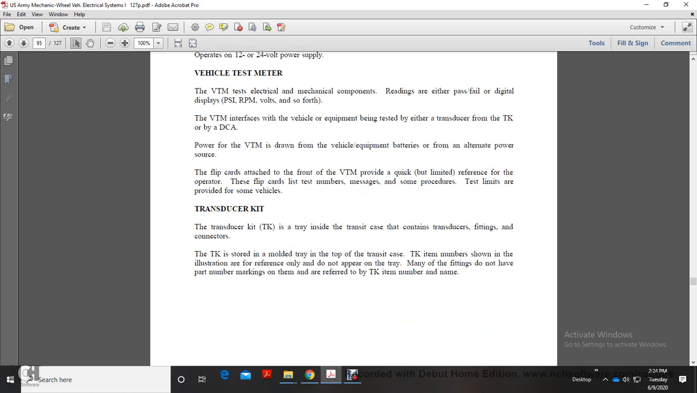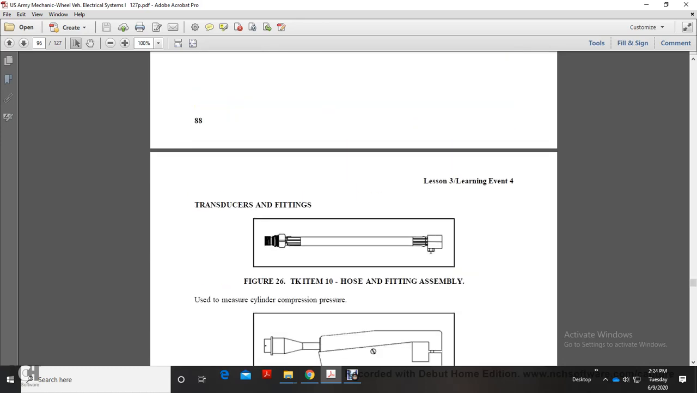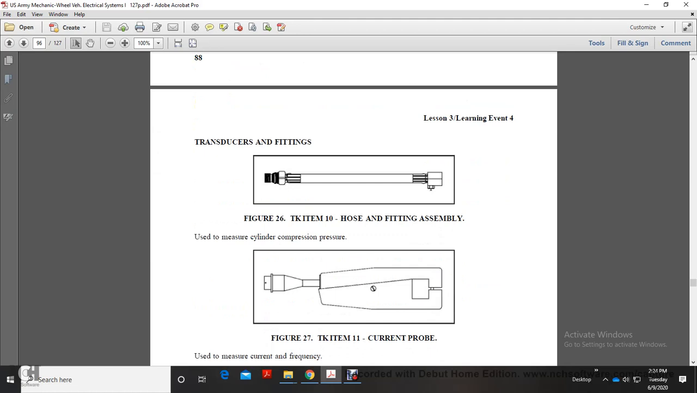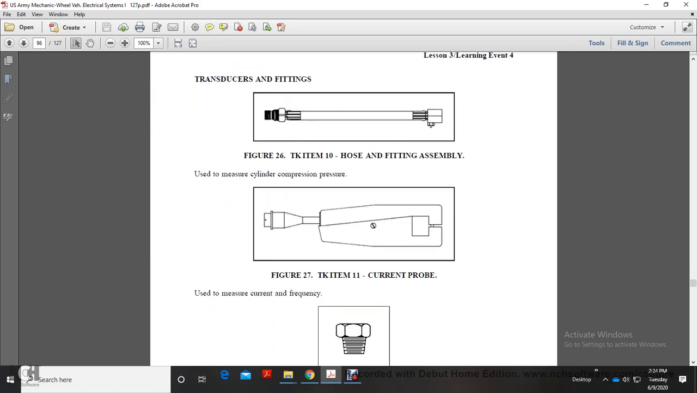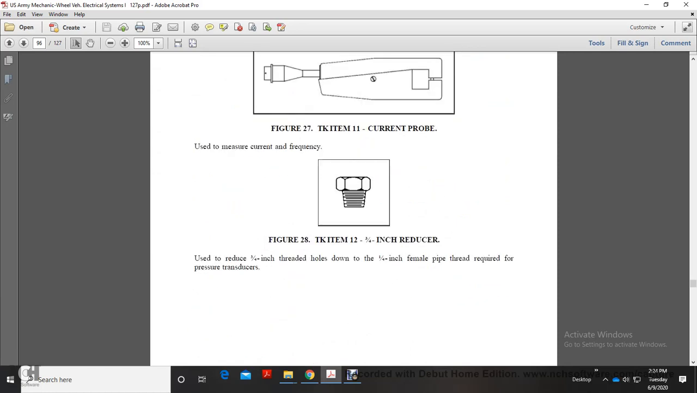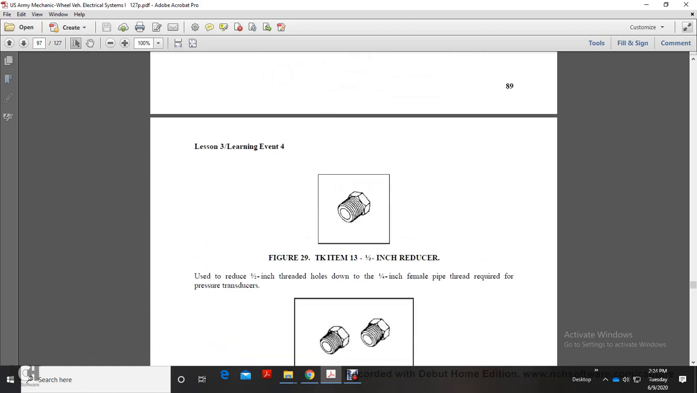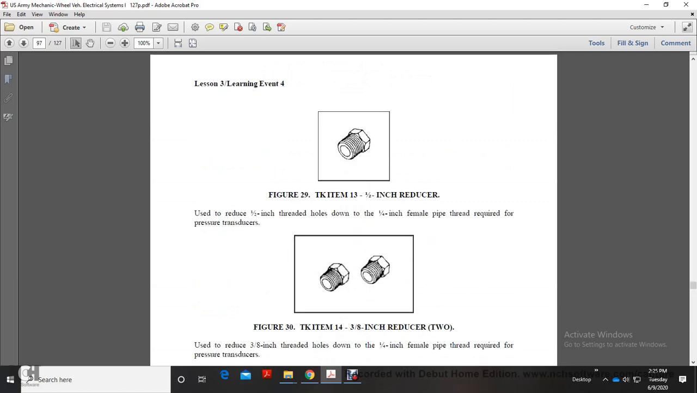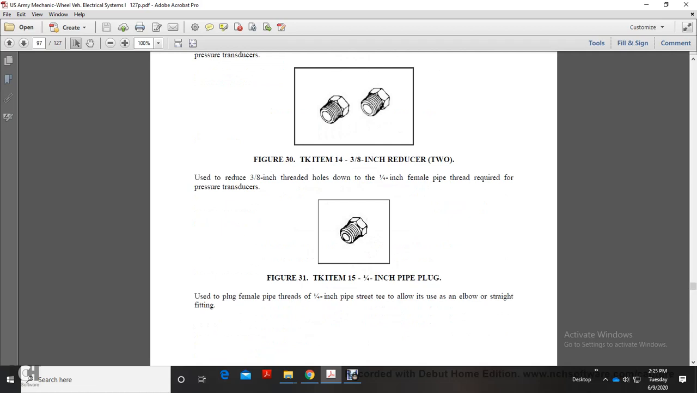The transducer kit numbers are shown with the illustration reference only and do not appear on the tray. Many of the fittings do not have part number markings on them; refer to the transducer kit item number and name. Transducer kit item 10, hose and fitting assembly; figure 27, current probe; figure 28, transducer kit item 12, 3/4 inch reducer; and figure 29, transducer kit item 13, half-inch reducer; and then figure 30, transducer kit, 3/8 of an inch reducer.